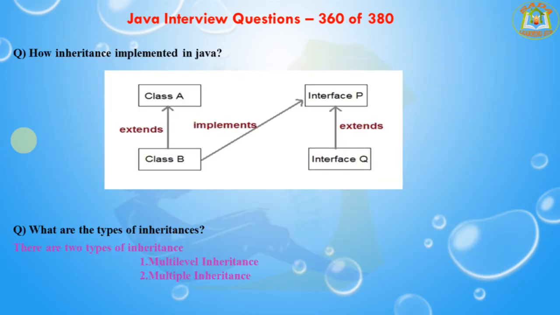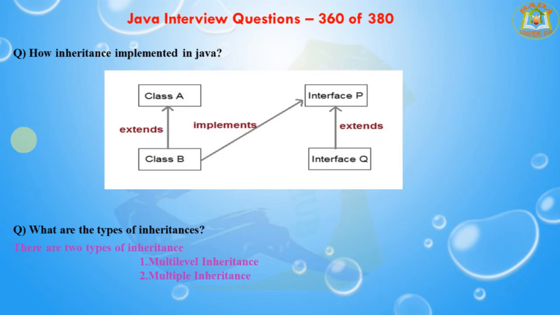The next question is, how is inheritance implemented in Java? Inheritance can be implemented in Java using two keywords. The first one is the extends keyword and the second one is the implements keyword. Extends is used for developing inheritance between two classes or two interfaces, and the implements keyword is used to develop the inheritance between interfaces and classes.